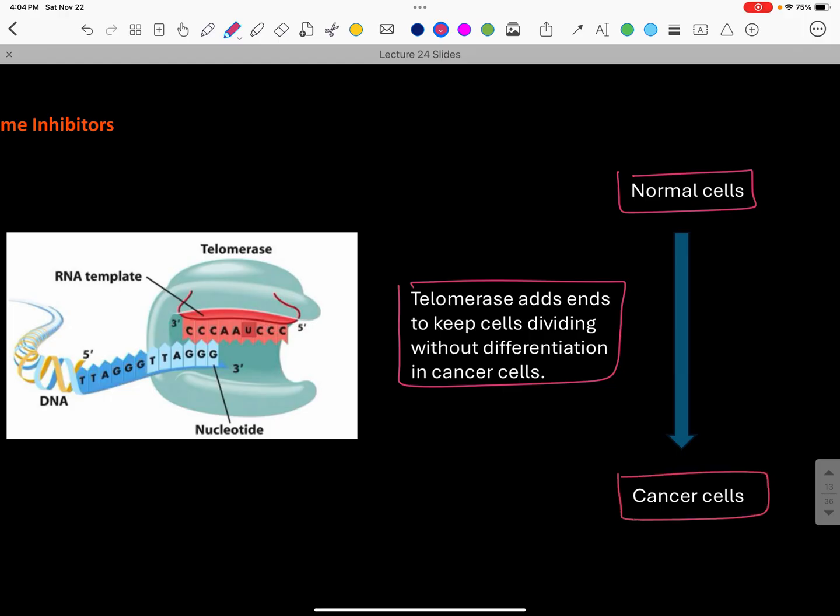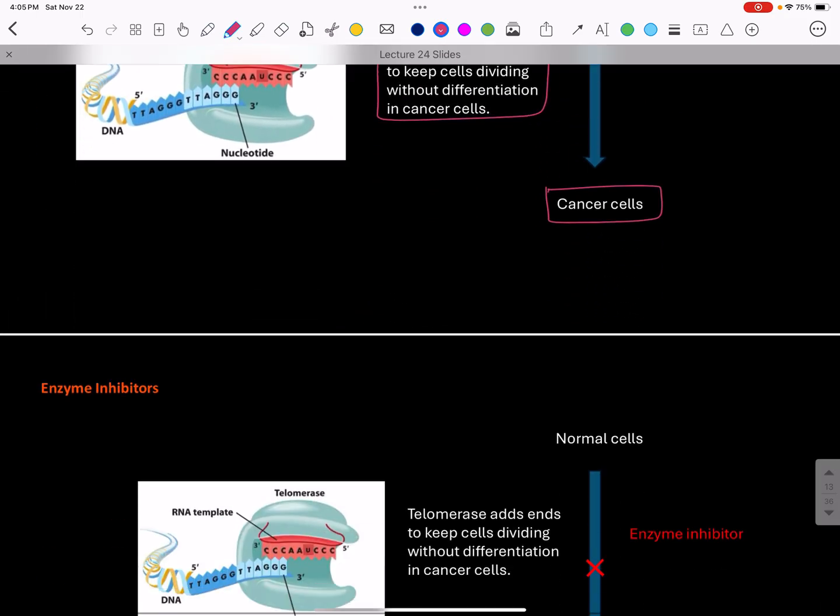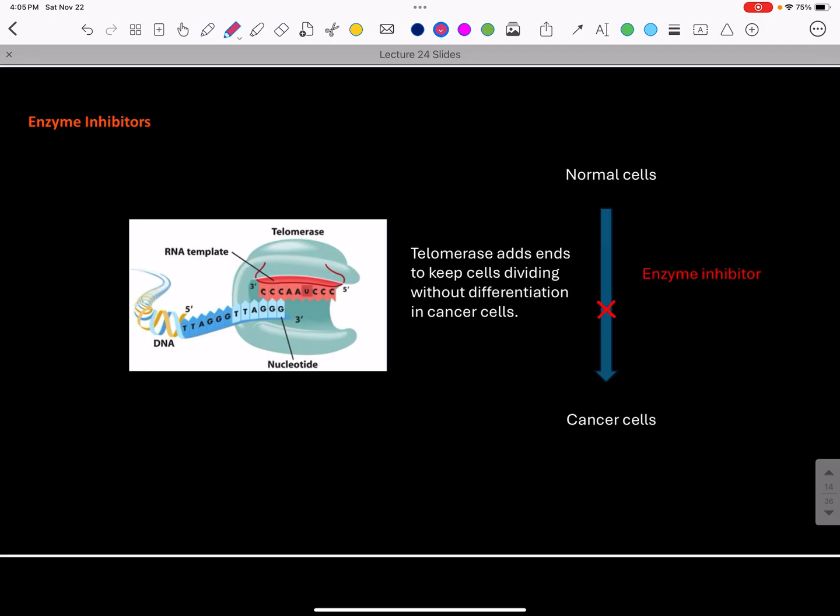So if we have to target cancer cells specifically and not affect the normal cells, then we know that this enzyme is highly active in cancer cells. So if we were to design a small molecule that can inhibit this enzyme, then we can selectively target those cells, like the cancer cells, where telomerase is highly active. And that is one of the strategies that has been explored in order to design therapeutic interventions for cancer.